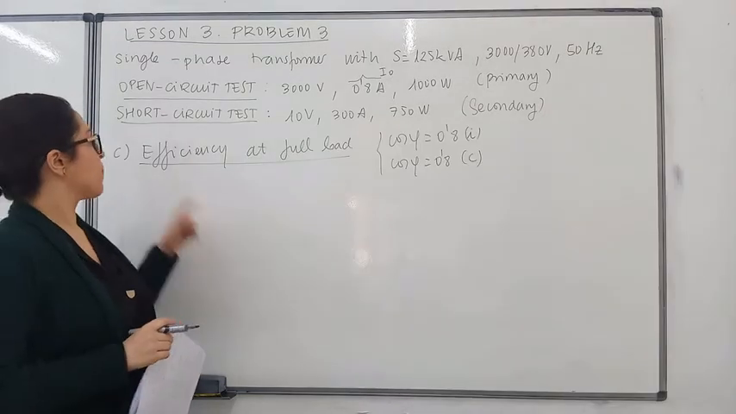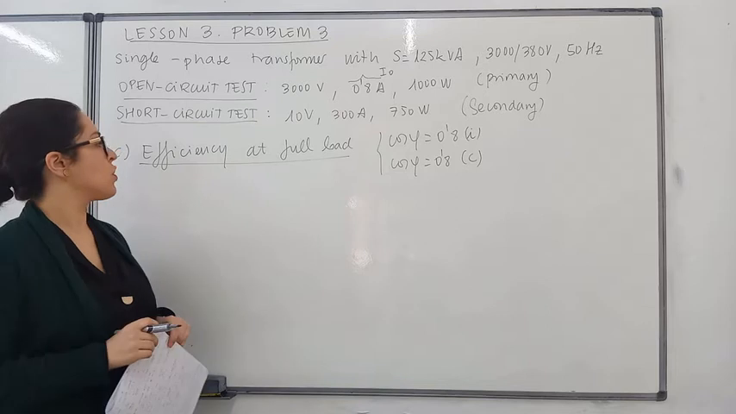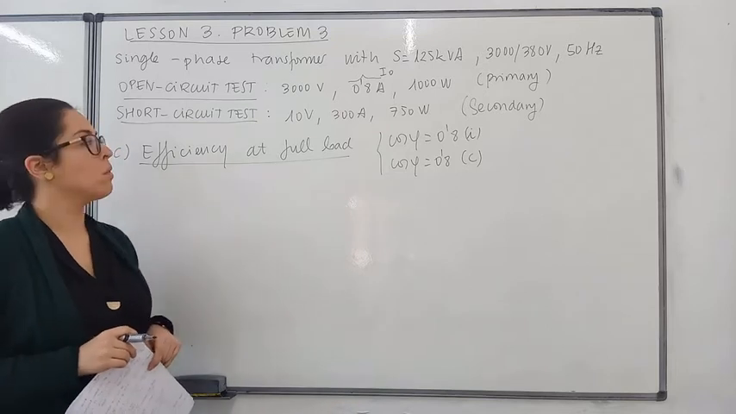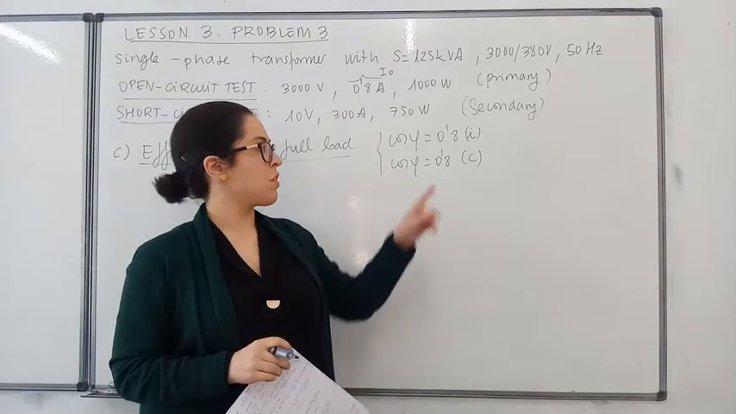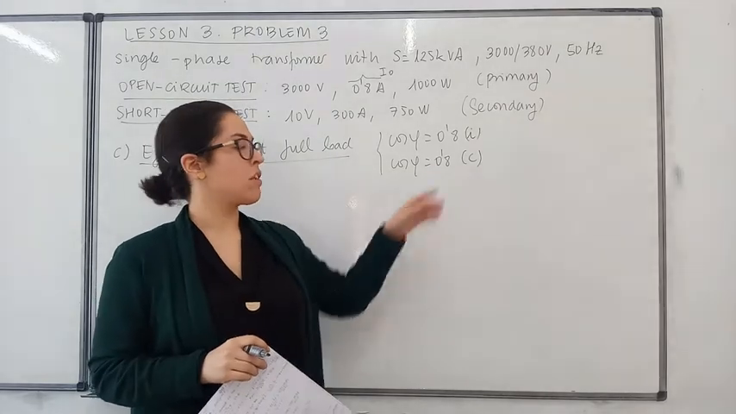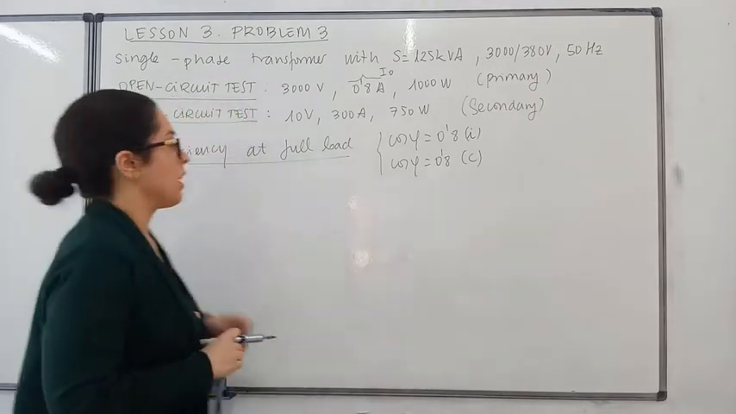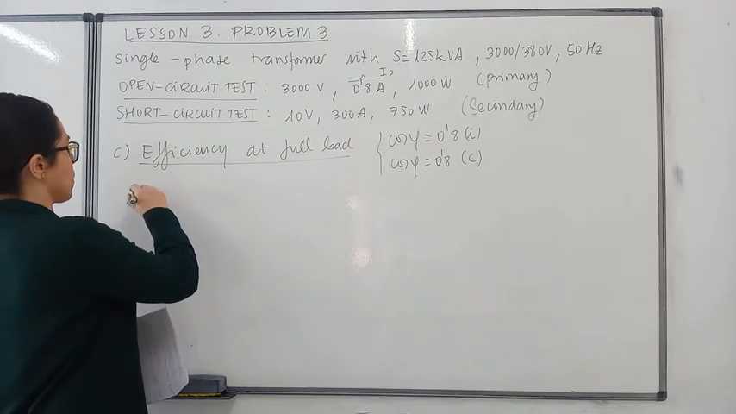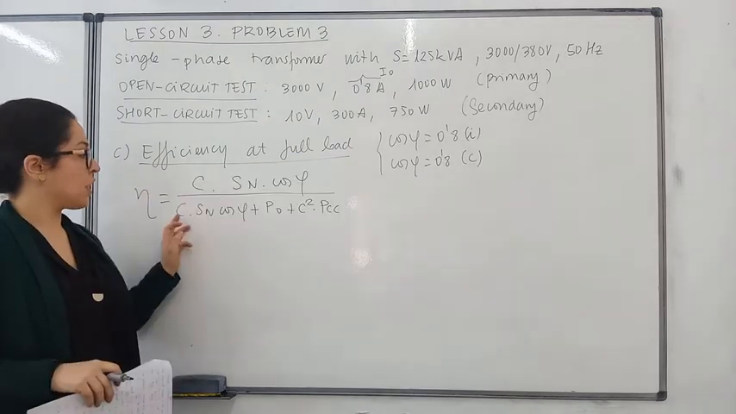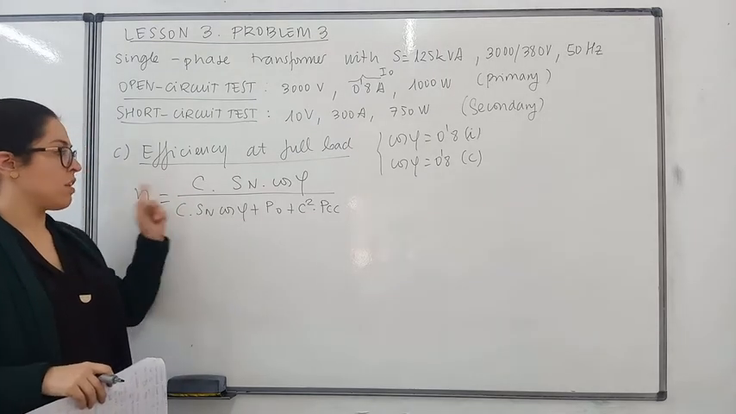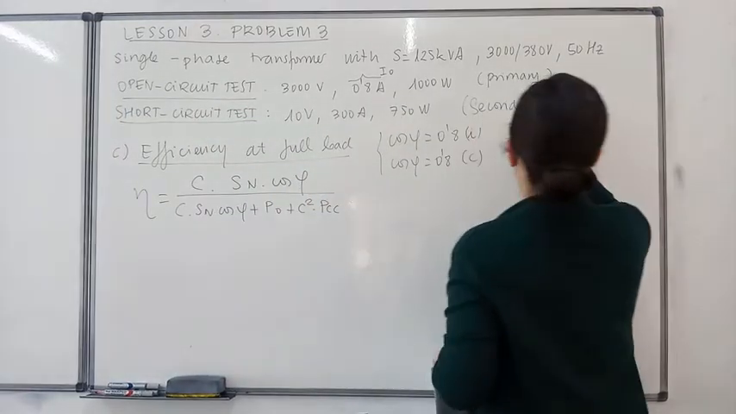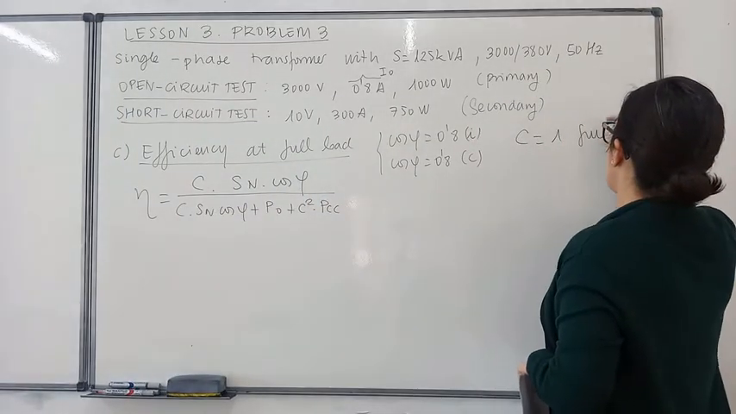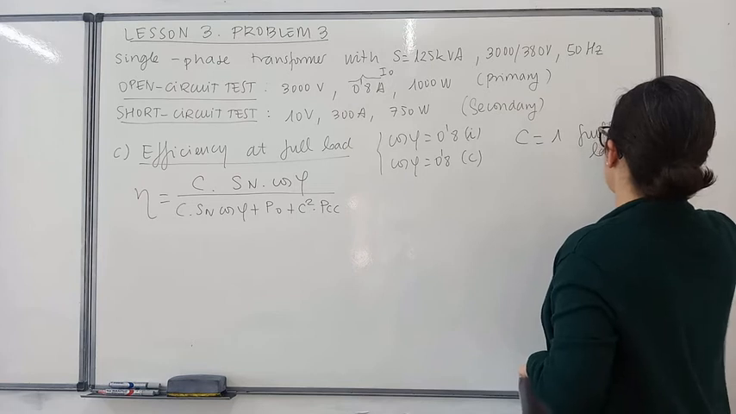In question C, they ask the efficiency of the transformer at full load when the power factor is 0.8 inductive and 0.8 capacitive. In the expression which gives the efficiency, C is going to be 1 because we are at full load.